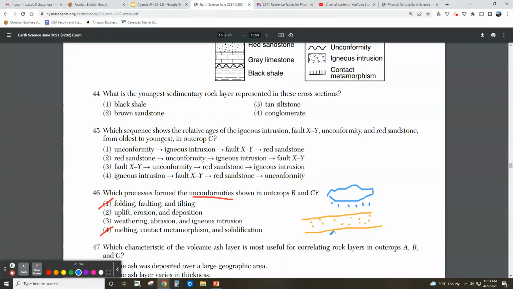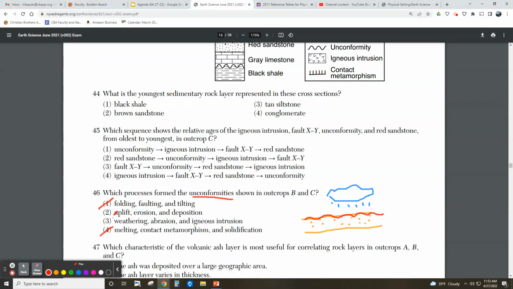Now, in order to do that, we have to lift it from below water up above water. So we have to lift it up. And that kind of gives us an indication that uplift has to happen first, and then it's exposed to the elements, and then all that weathering and erosion is going to carry some of this surface away, and it's going to get all kind of chewed up and weathered, and that's why it's kind of that squiggly look to it.